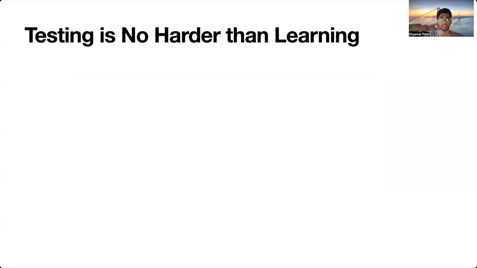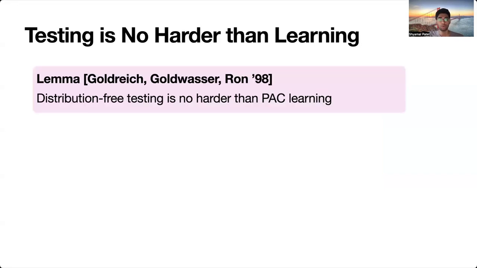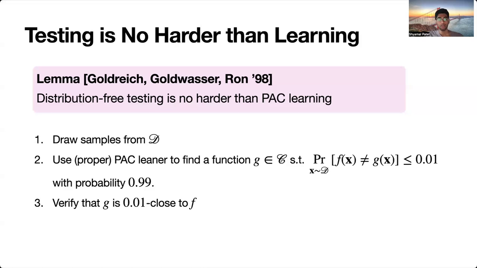So the first observation about this model is that testing is no harder than learning, and this was shown by Goldreich, Goldwasser, and Ron in the paper that initially put forth the model. So how do we conclude this? To do this, we essentially use our learning algorithm. We'll draw some samples from the distribution, and then we'll use our learning algorithm to learn a function g in the class, assuming it uses a hypothesis in the class, such that it has low error. Then we'll verify that the function that we learned is close to the hidden function f by drawing a few more samples. If it is, then we'll accept because we have a certificate that f is at least close to something in the class. And if it's not, then we'll reject.